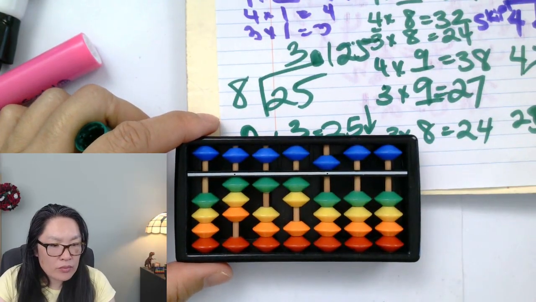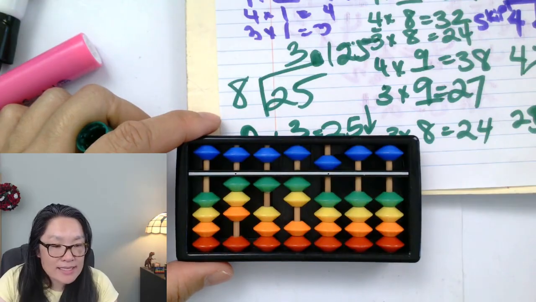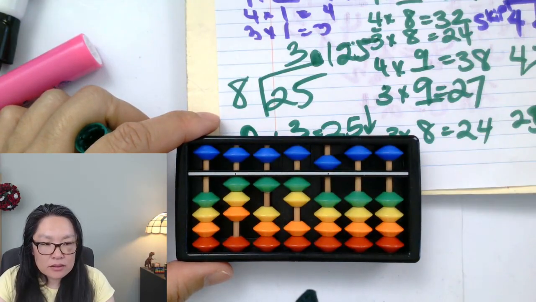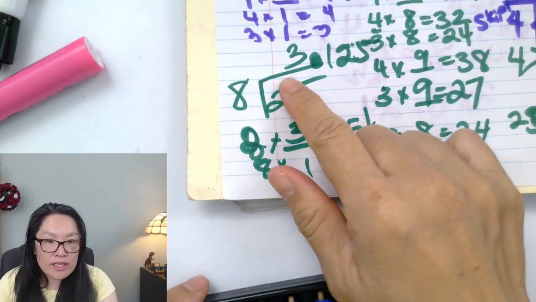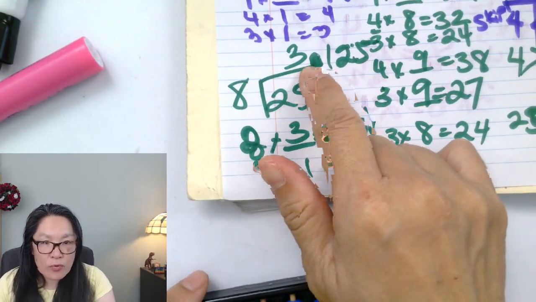What if the problem was to find the answer? Oh, I see. Got it. Okay, well, let's do that. Okay. So, Ethan, this is your answer. 3.125.